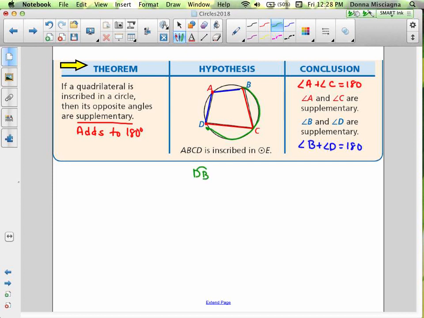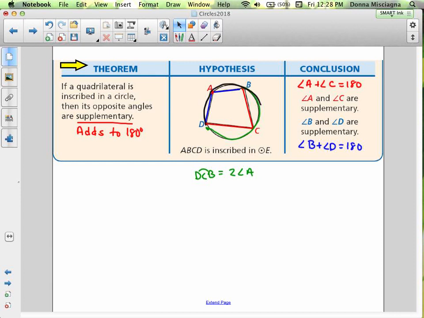So since arc DB, actually I should say arc DCB, can't tell if that's more than 180 degrees, arc DCB is equal to 2 times angle A. Right, because the arc equals twice the intercepted angle. Now if we look over here and look at angle C, oops, I went too far. My shadow was blocking. There we go.